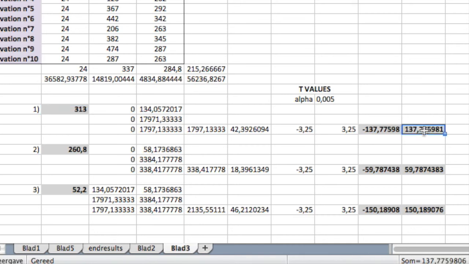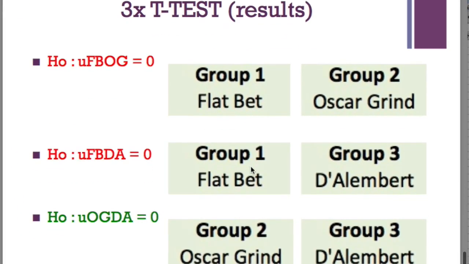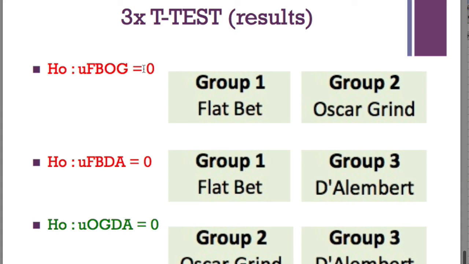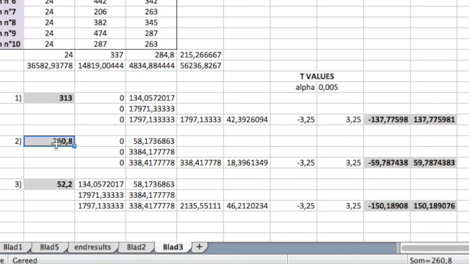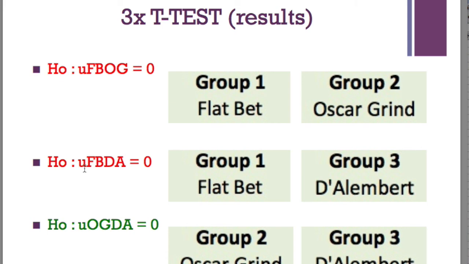313 is higher than 137, so it's again in the rejection region. That's why it's now red. It's not true that there is no significant difference, because there is a significant difference between the flatbed and Oscar Grint. The second t-test, 260.8, is greater than 59.78. So again, it's not true that there is no significant difference between the flatbed and D'Alembert, because there is a significant difference.